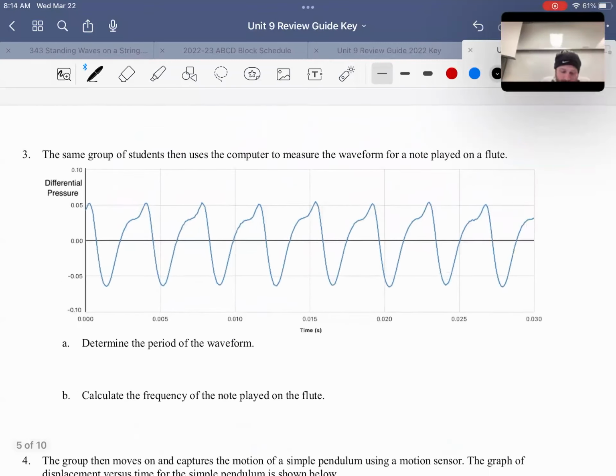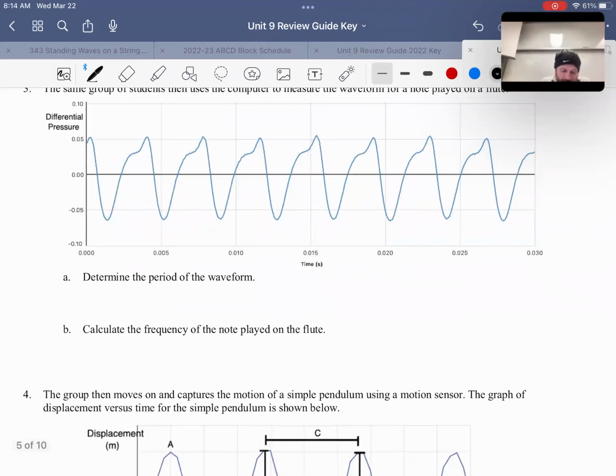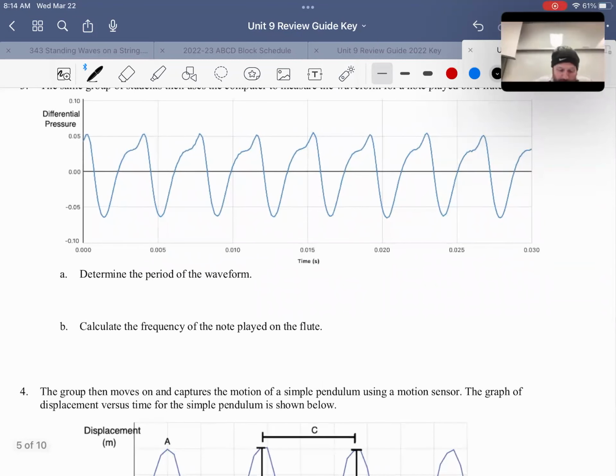So first question here, it wants you to find the period of the waveform. So we need to find 2 points on the wave that we can find the times of. If you notice here, it goes from about 0.5 to about 0.9. So we need to find what that little distance is, or how much time that is based off reading the graph.